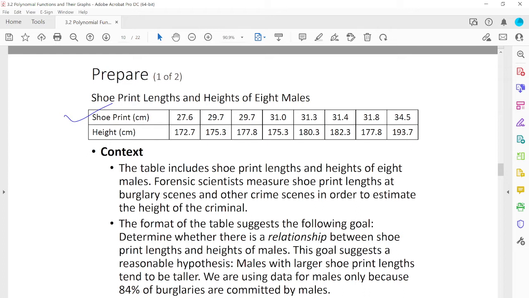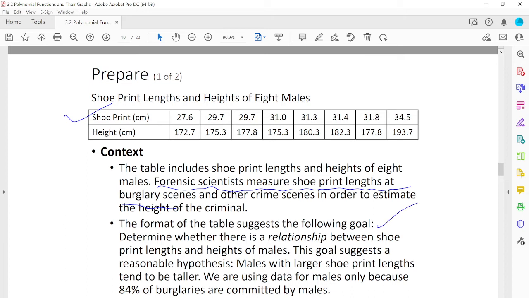The context is that forensic scientists measure shoe print lengths at burglary scenes and other crime scenes in order to estimate the height of the criminals. So this is coming from forensic scientists. They measure the shoe size and height. And the format of the table suggests the following goals.